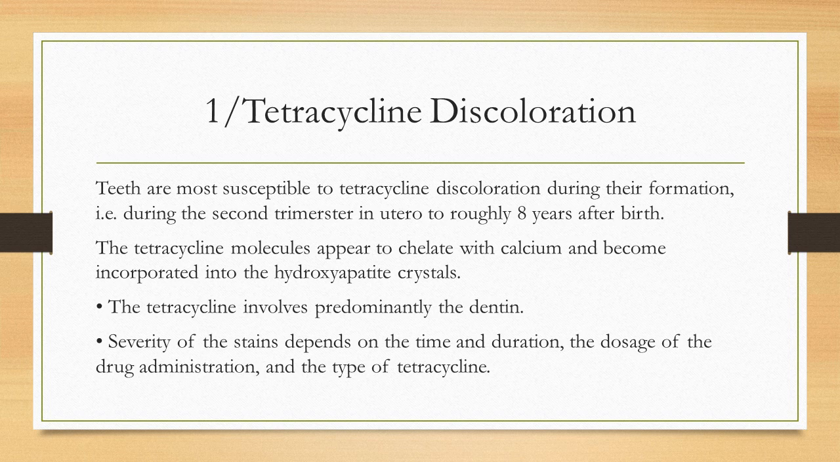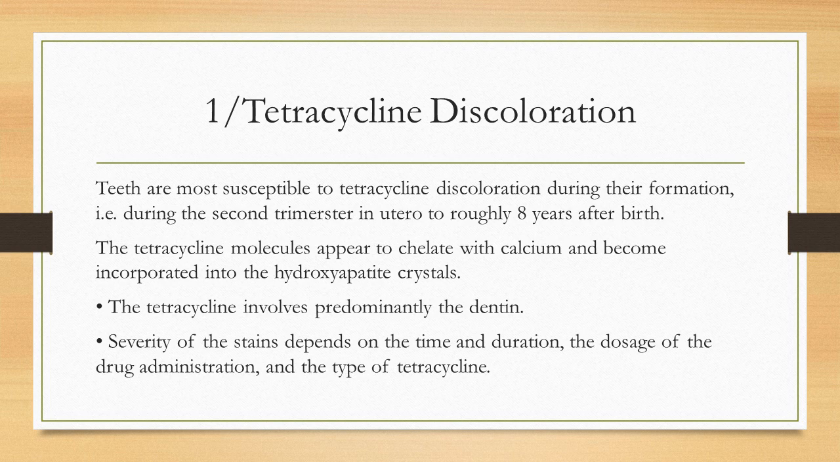So the tetracycline discoloration is an intrinsic discoloration, and it's expected to occur from the second trimester in utero to roughly 8 years after birth. So tetracycline molecules appear to chelate the calcium, and it enters the chemical structure of hydroxyapatite. And mostly the tetracycline stain involves the dentine. Definitely the severity of the stain depends on the dose and the duration of the dose.